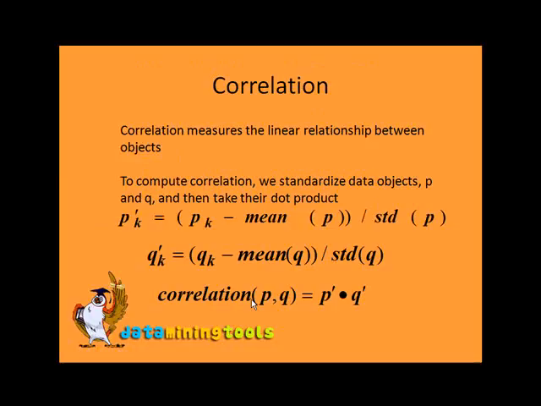Correlation measures the linear relationship between objects. In order to compute correlation, we first standardize the data objects P and Q, then take their dot product. Pk dash is given by Pk minus mean of P divided by standard deviation of P. Qk dash is given by Qk minus mean of Q divided by standard deviation of Q. And correlation of P, Q is given by P dash vector dot product Q dash.